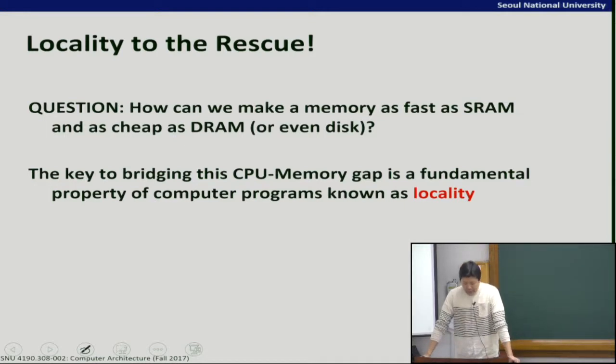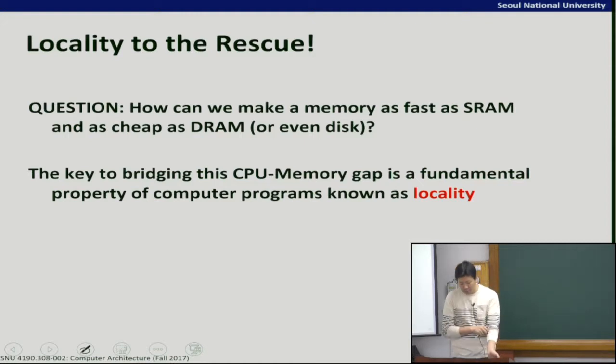So the question is how we can make memory as fast as SRAM and as cheap as DRAM. Okay? Let's think about ideal memory. So ideal memory, first, must be fast, right? It must be as fast as SRAM. Secondly, it must be cheap, right? It must be as cheap as DRAM. Okay? That's the ideal memory: as fast as SRAM, as cheap as DRAM.